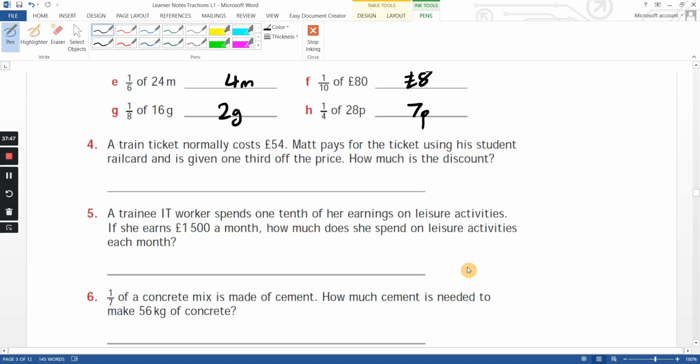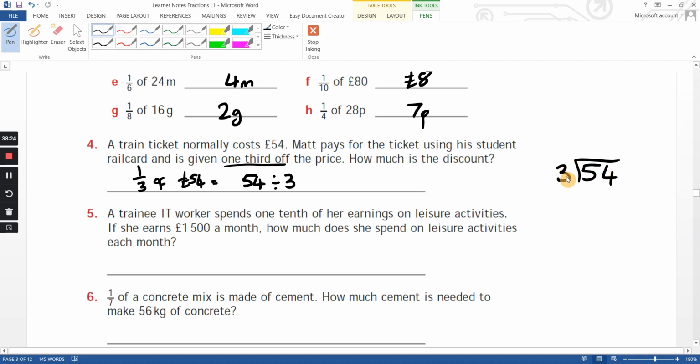Question 4. A train ticket normally costs £54. Matt pays for the ticket using his student rail card and is given 1/3 off the price. How much is the discount? Right, so the rail card gives him 1/3 off. Let's do 1/3 of £54 first, which is the same as 54 divided by 3. Let's do that on the side if you're not sure.